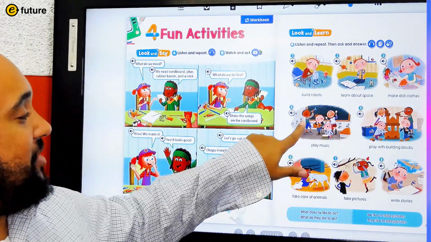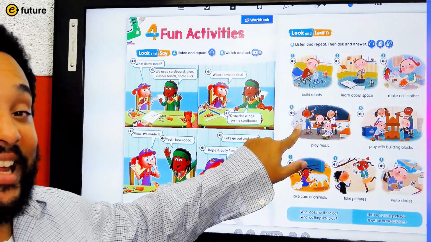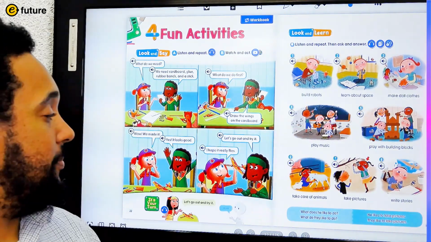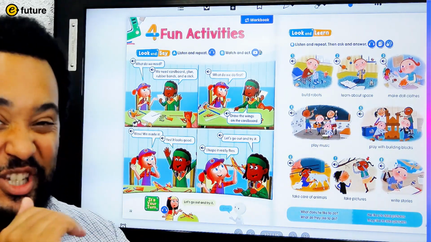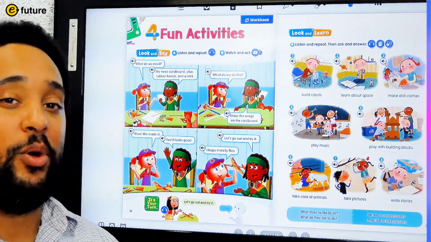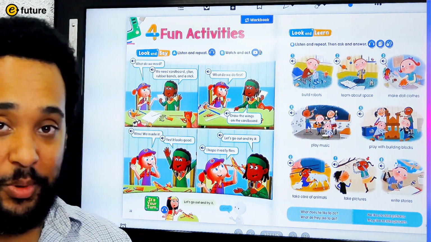What do they like to do? They like to play music. So you'll notice that the they versus the he is going to be just a little different because we have one person versus a group of people.